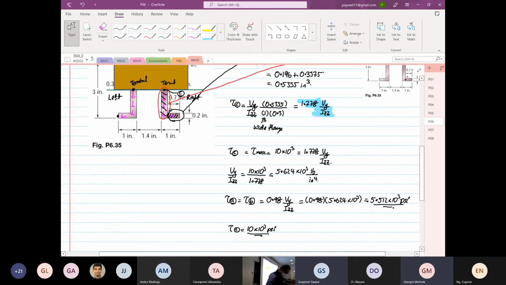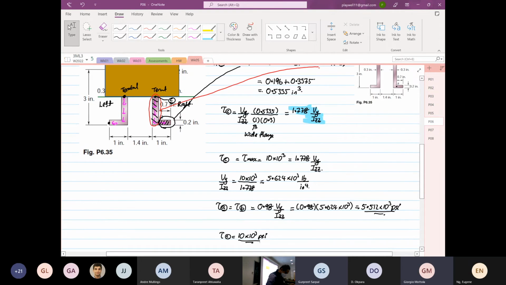So that means tau maximum is always on the centroid, right? For this case, it's always at the centroid. But is there a possibility that if our geometry is not symmetrical, the tau maximum won't be on the centroid? It has to be at the centroid, because the centroid is identified as the area at the top being equal to the area at the bottom. Right.